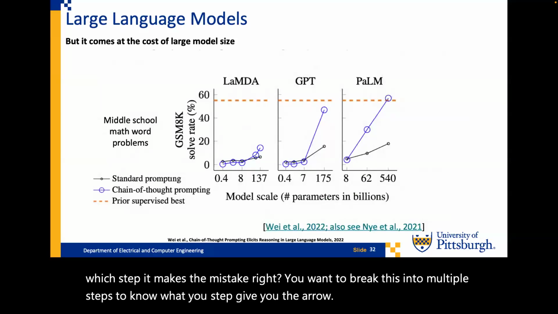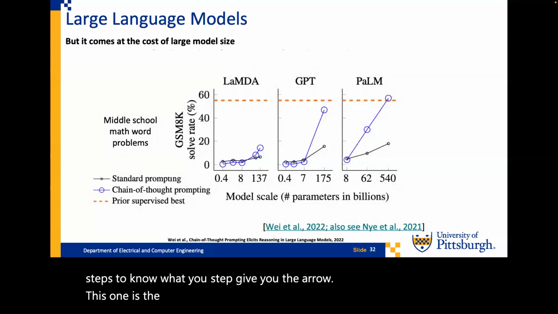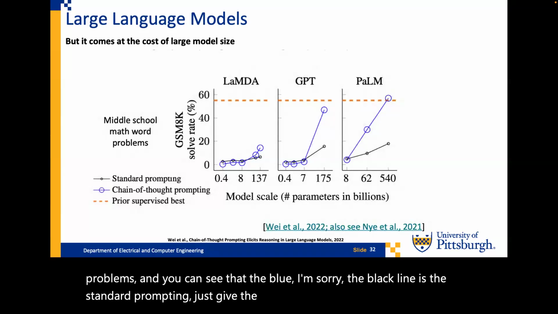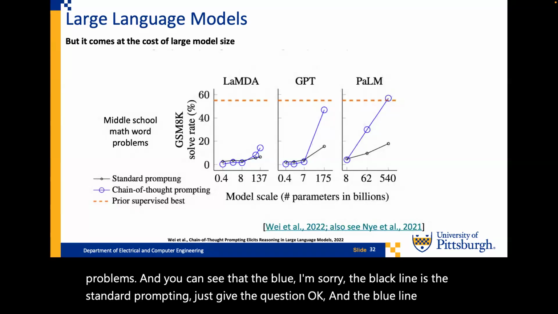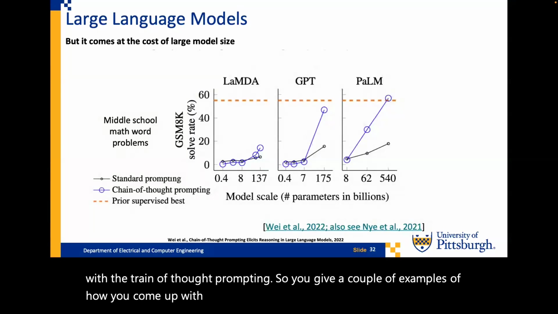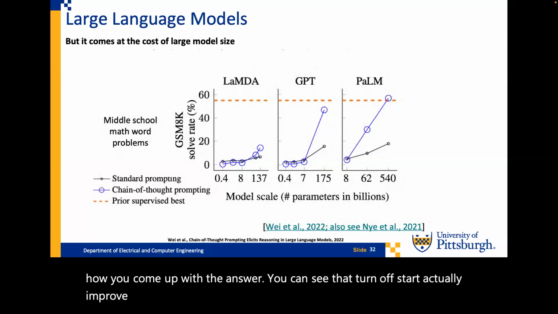This one is the testing of different models on middle school math word problems. And you can see that the black line is the standard prompting, just give the question, okay? And the blue line is with chain of thought prompting. So you give a couple of examples of how you come up with the answer. You can see that chain of thought actually improved the score significantly.